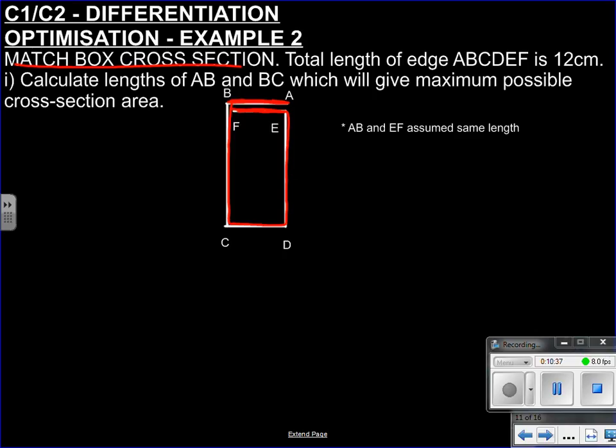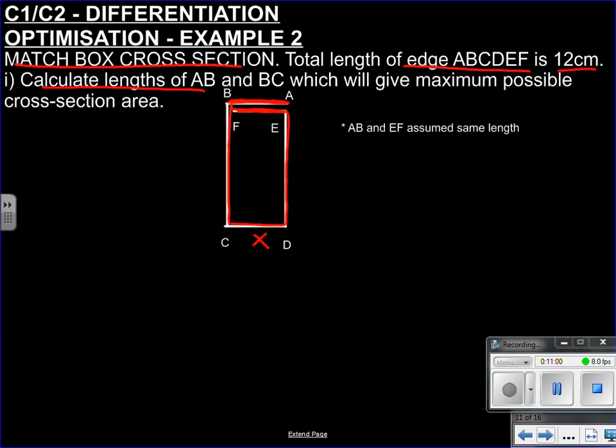Now it says the total length of edge, A, B, C, D, E, F, so i.e. the total edge of cardboard which is folded is 12 centimeters. Calculate the length of AB and BC, which will give the maximum possible cross-sectional area. So we need to think about this.